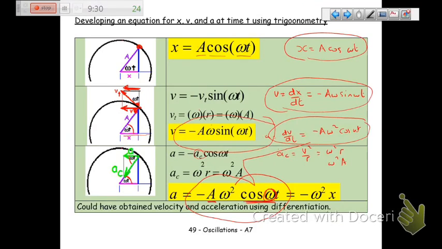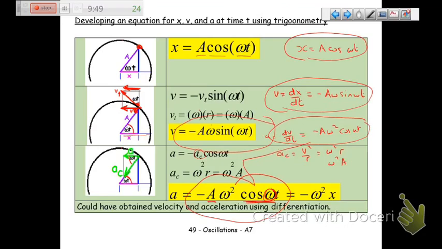v is tangential velocity, right? Tangential velocity, yes. What about v? v is the x component of the tangential velocity. Okay.